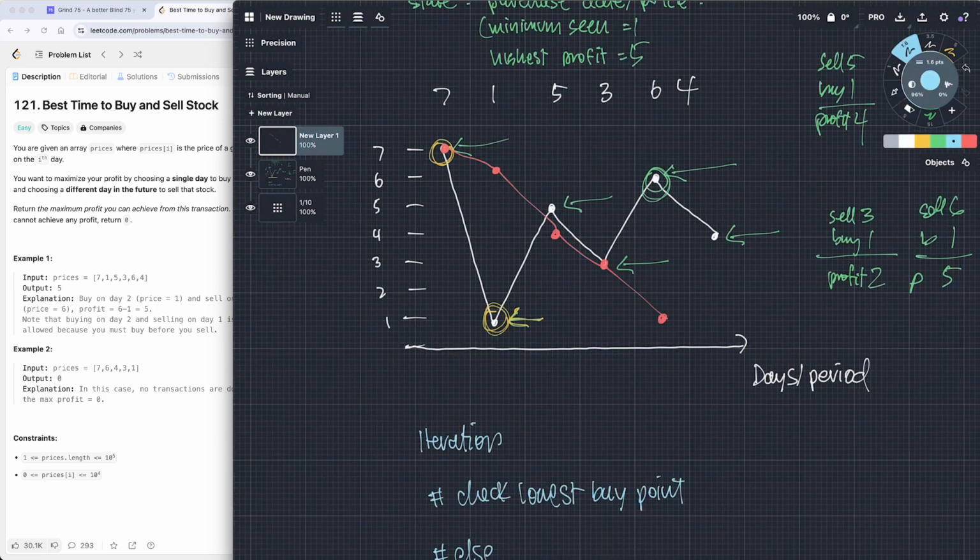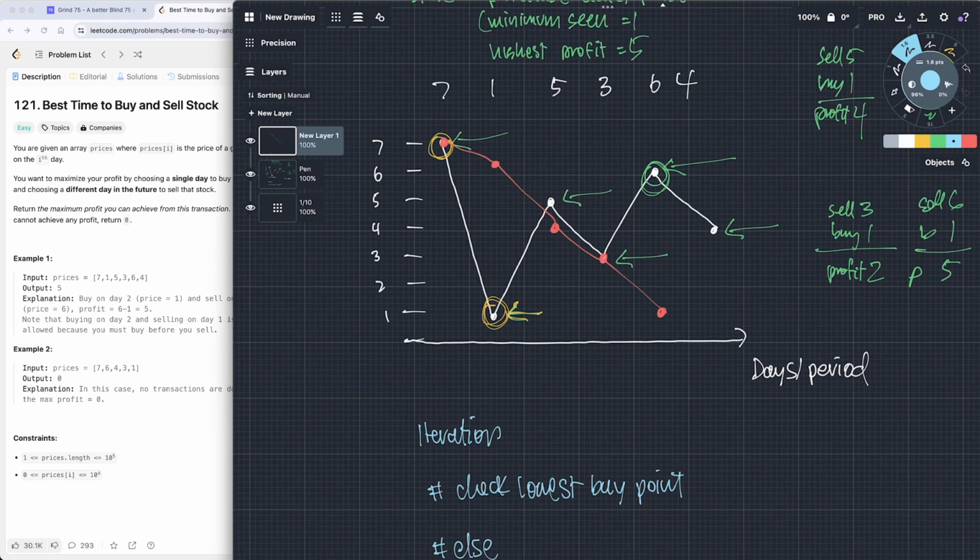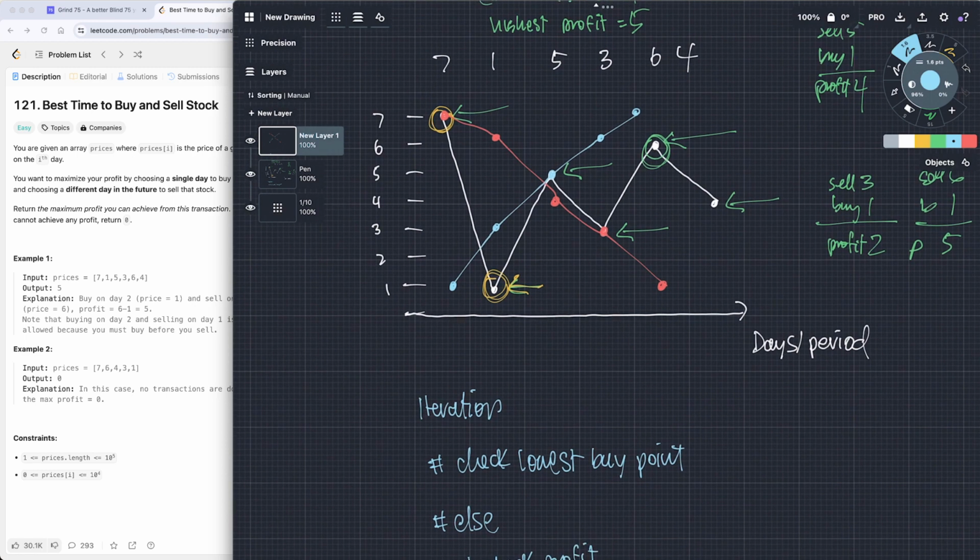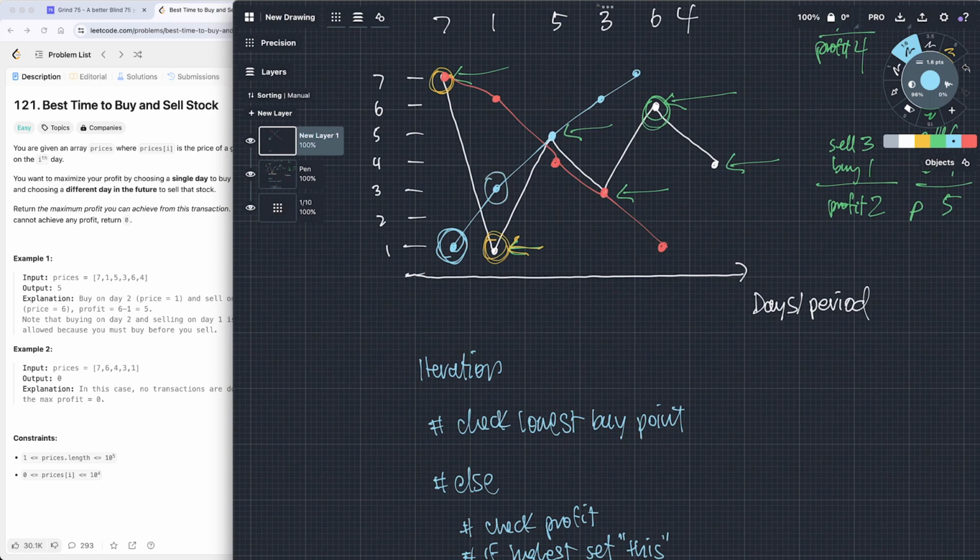Now, can we be tricked? Can we see something where it's always going up? It's not really a trick, but let's imagine we go from 1 to 3 to 5 to 6 to 7. Does our logic work in this case? Well, here 1 is going to be our new lowest. It's going to be our first lowest. 3 is not going to be the lowest. So we're going to check the profit.